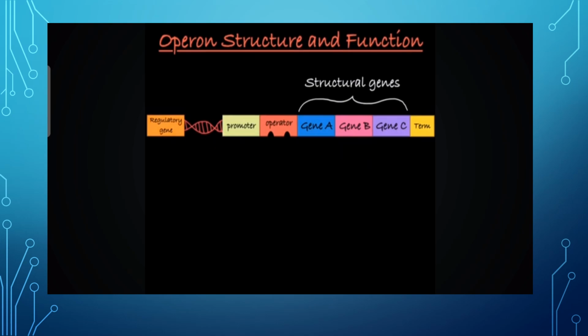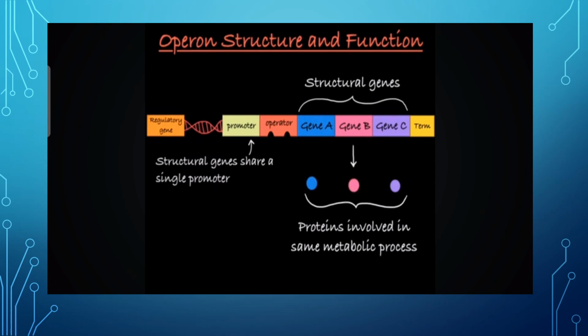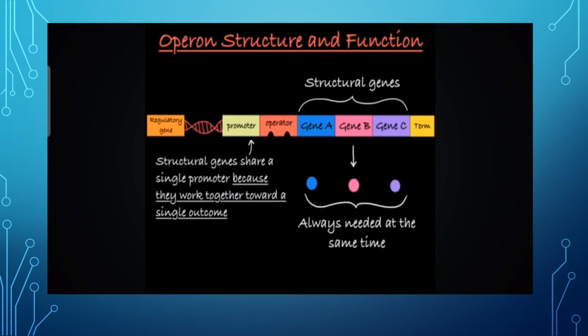All of these structural genes are linked to the same promoter because they encode proteins involved in the same metabolic process. You can think of them as members of an assembly line, each with an important job in creating a single end product. There's not an instance where you would need one gene expressed and the others not expressed because they are all needed in the same pathway. It's simply more efficient for them to all share a single promoter and operator. The genes are either all expressed or all repressed.